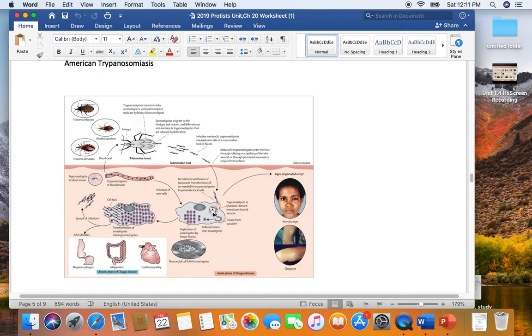Megaesophagus. So the esophagus is really big. It's going to be hard to swallow. And then megacolon, where the colon can't contract properly because of nerve damage, and you have feces just piling up in the colon, so you get this huge colon, right? And then another place the trypanosoma like to replicate is in the myocardial cells.